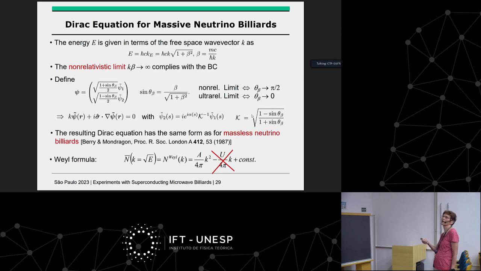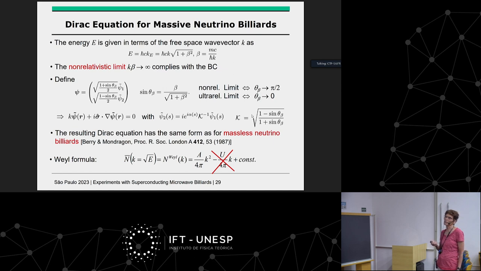Then this k term vanishes, and the second component will vanish, and you will have only one component left. So they decouple when you go to the non-relativistic limit, and then you will get exactly the Schrödinger equation for a spinless particle with Dirichlet boundary conditions. Whereas in the ultra-relativistic limit, you take mass equal to zero, so this k equal to one.